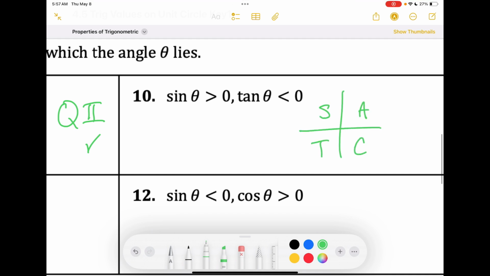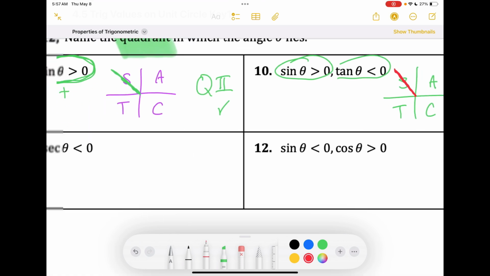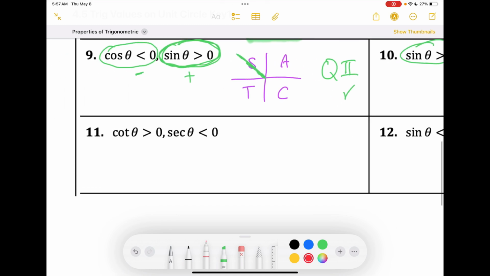All Students Take Calculus. Knowing that sine is positive, but tangent is negative. So what do you notice about that? Ooh la la, sine has to be positive. So therefore, this will be my quadrant. Seeing is believing. I still need to be in quadrant 2.